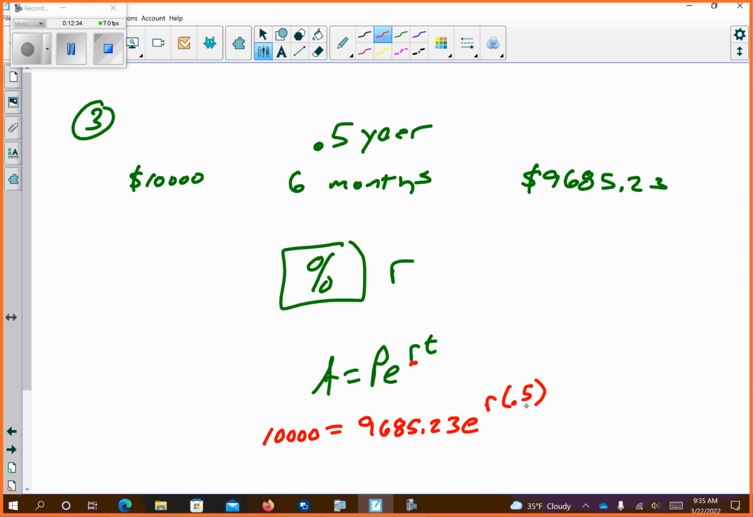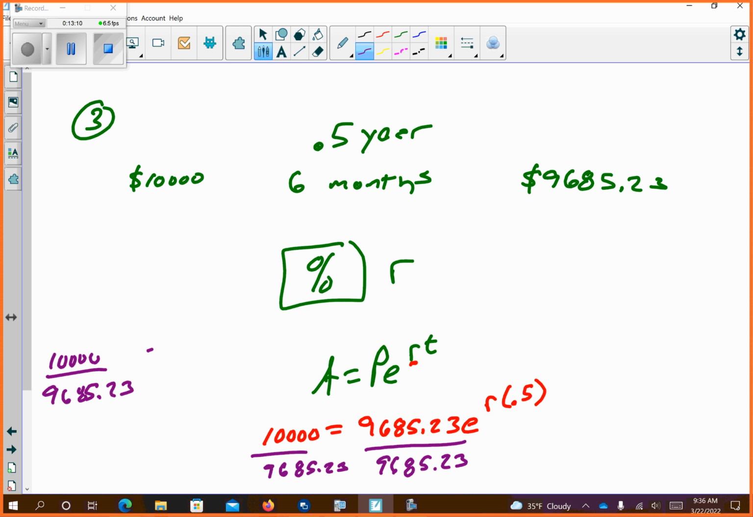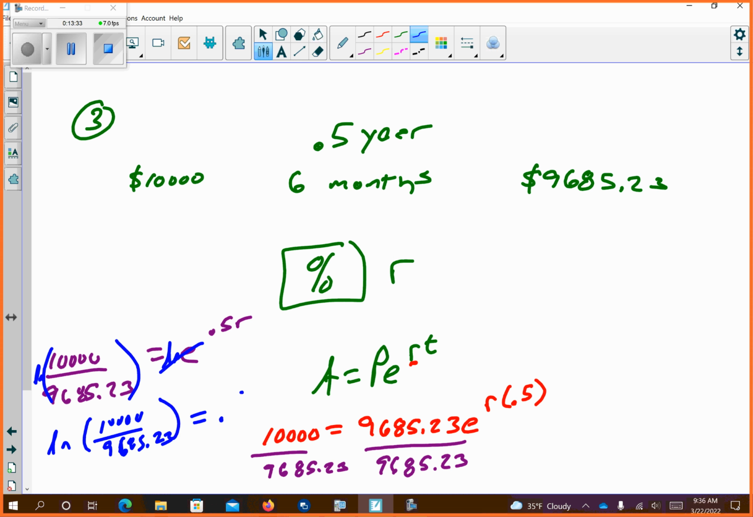9685.23 e to the 0.5 r. Okay? So again, let me just show you the math that would go behind this. And I'm pretty sure that there's a couple of you that could probably do this math and feel okay about it. So you can do that, which gives you 9685.23 equals e to the 0.5 r. And then you could do natural log of both sides. So you take the natural log of that. Those cancel then, and that gives you natural log of this equals 0.5 r. Then divide both sides by 0.5, and that'll get you your rate.